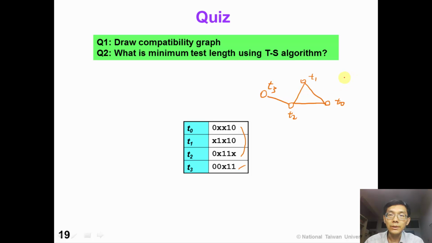if we apply the Tseng-Siewiorek algorithm, we can merge a pair of vertices with the most number of common neighbors. For example, if we merge T1 and T0, we will get this graph in the first iteration. In the next iteration, we can either merge these two or these two. In that case, we will get two test patterns. So the answer is 2. Have you got it correctly?